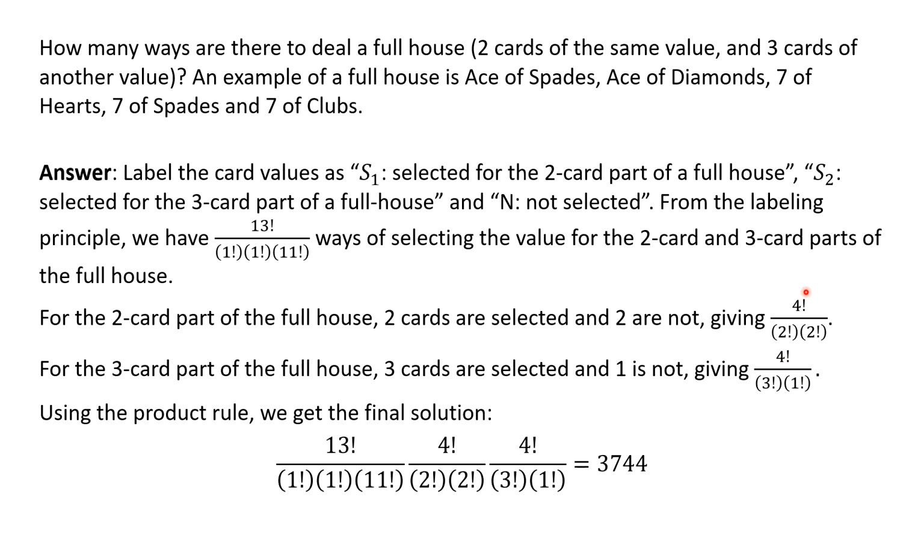And so you have to multiply this times this to get the solution, which is what I've done down here. And if you multiply all that out, you get 3,744. Okay, so that's the number of ways of getting a full house in poker from a standard 52-card deck.